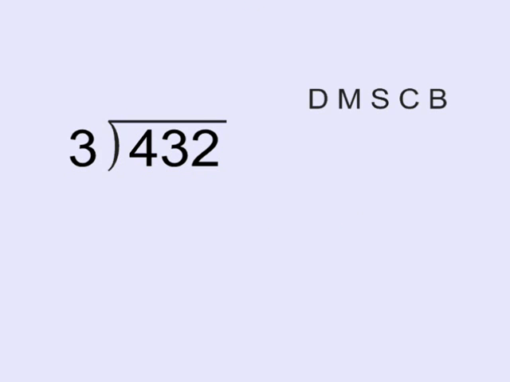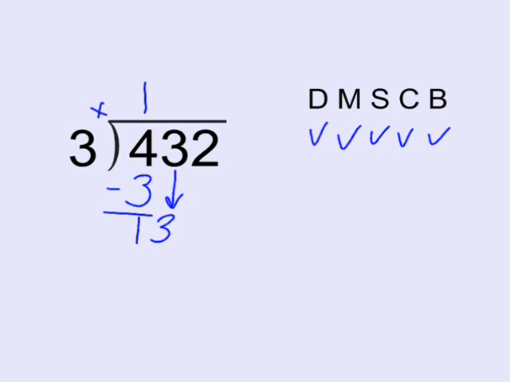432 divided by 3. First thing I need to do is make sure I have my checklist. So I have to divide. 3 goes into 4 one time. Then I multiply. 1 times 3 is 3. Then I subtract. 4 minus 3 is 1. Then I check. 1 is less than 3, so I can move on. Now I have to bring down. There's 2 numbers left, but remember, we only bring down one number at a time. So 3 is brought down, making my new number 13.